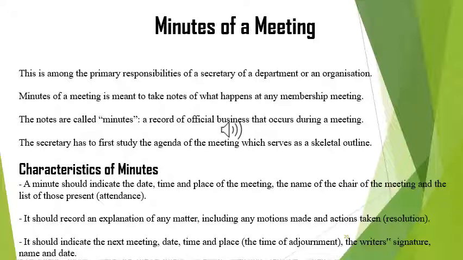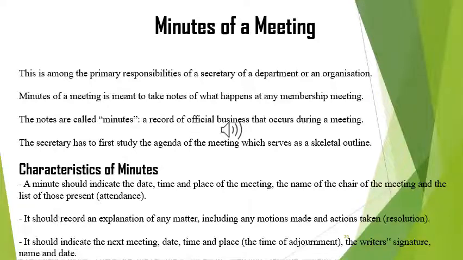And it should also indicate the next meeting, the date, time, and place, that is the time of adjournment, and the writer's signature, name, and date. So at the end of a meeting, usually if it is an organization, the minutes should indicate when the next meeting is going to take place.